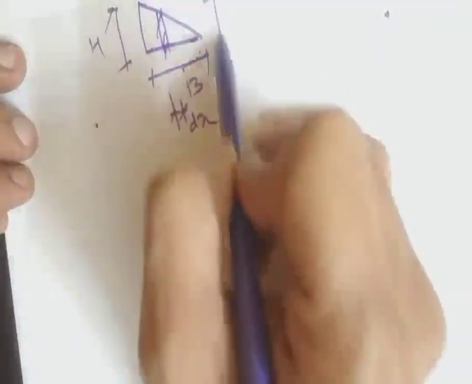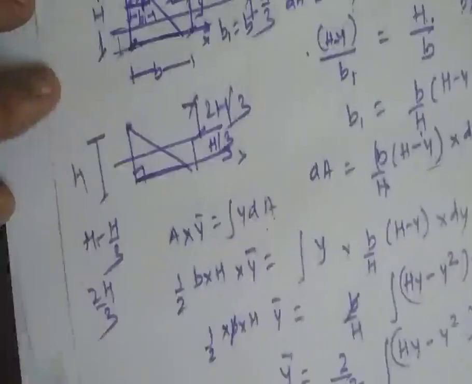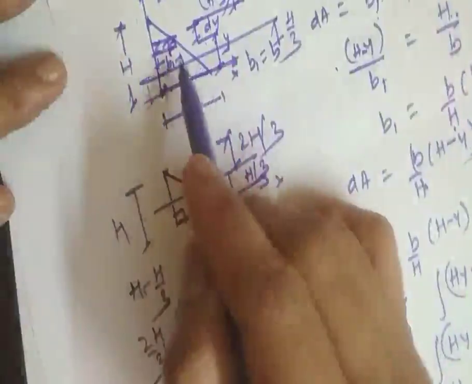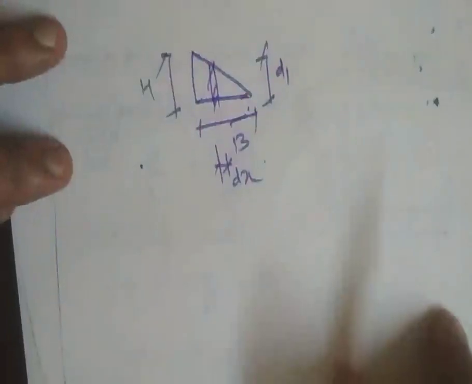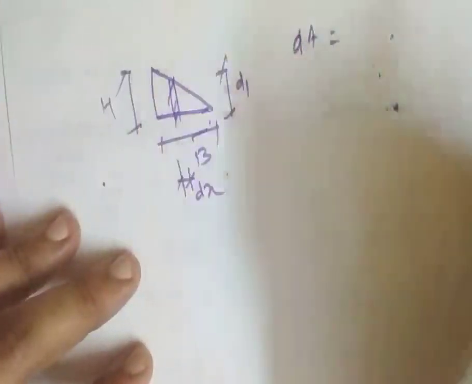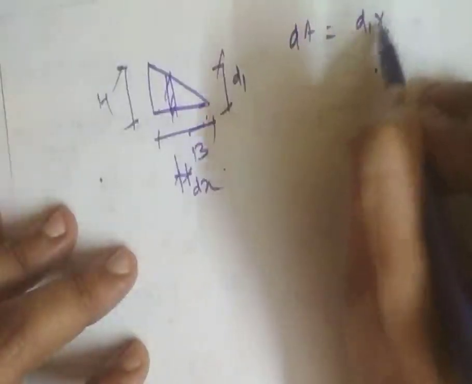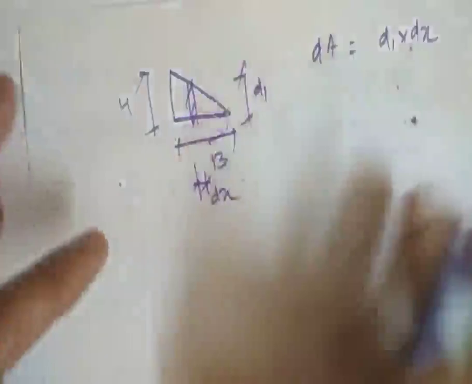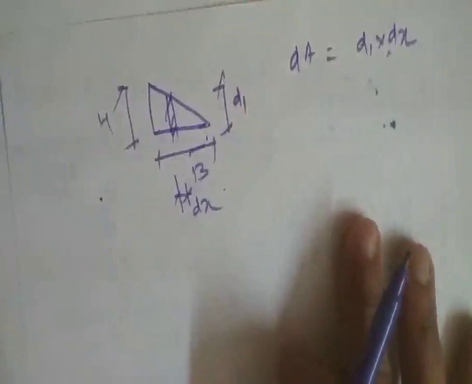Its height is called dy, here it will be called dx, here it will be called b1, and here it shall be called d1 because it is the depth of the triangular section. Now we need to find the area of this elemental strip. dA will be equal to d1 into dx.